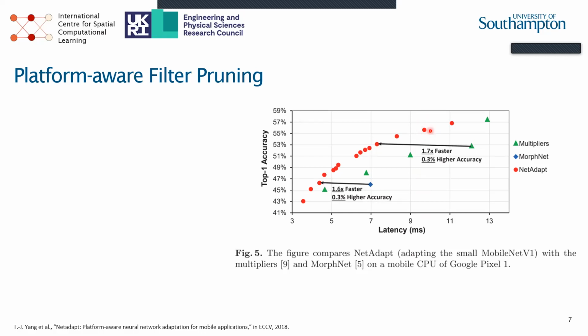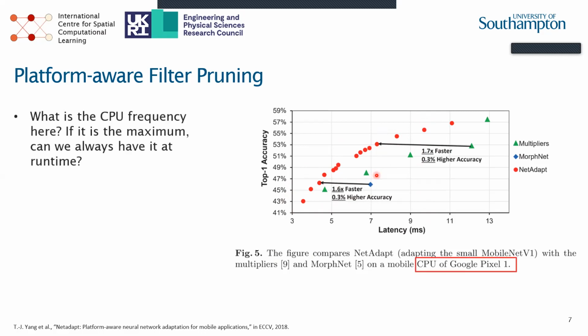By the way, can you see my pointer? Yes, yep. Okay, so basically if the latency target is 10 milliseconds, what we really want is this point, right? Although all these other points can also meet the 10 millisecond target, they are less accurate, right? However, what we think the problem is here, as you can see, is that the data was collected on a CPU of a Google Pixel 1, right?